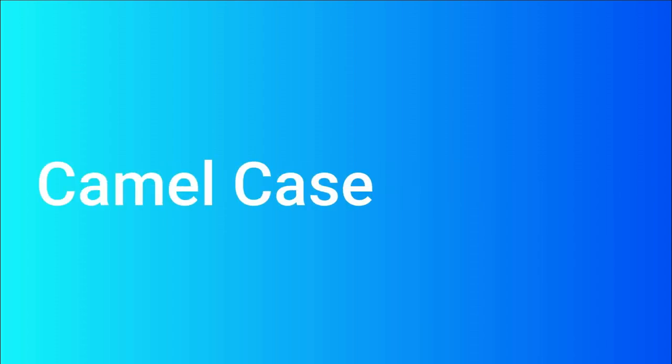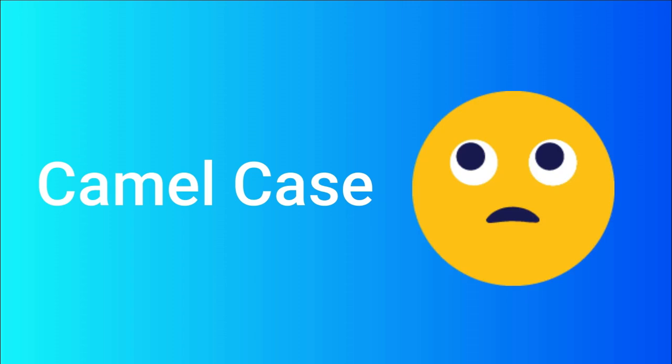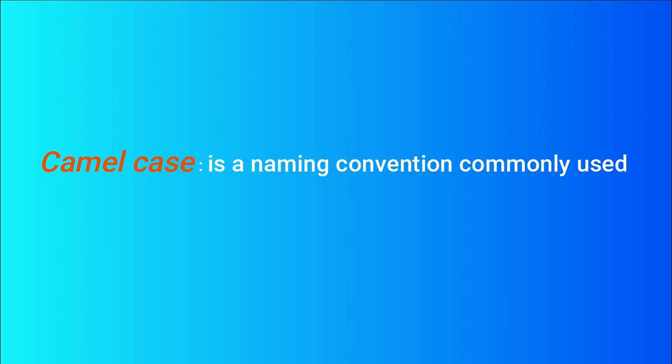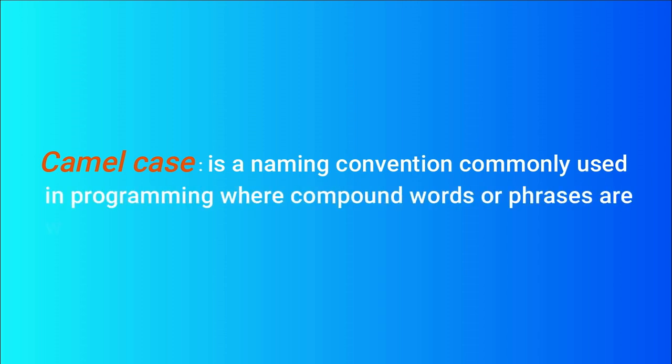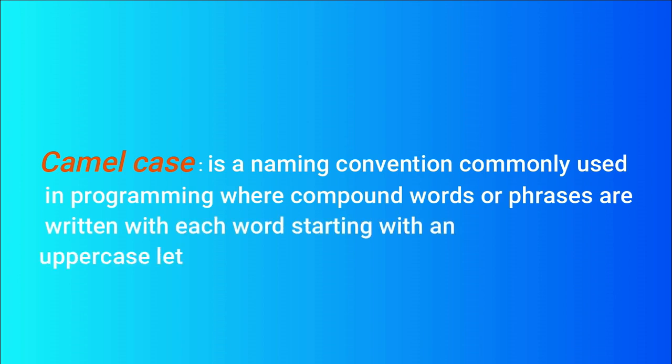Before we get into the program, let me fill you in on what the camelCase problem actually is. CamelCase is a naming convention commonly used in computer programming, where compound words or phrases are written with each word starting with an uppercase letter, except for the first word.